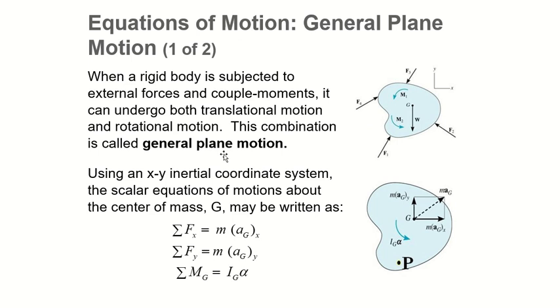Review again: general plane motion constitutes both translation and rotation. We're going to bring our x and y again, and we're going to bring our moment. So this is your motion equation, which involves your mass moment of inertia and then your angular acceleration. You should get this by now, at least.